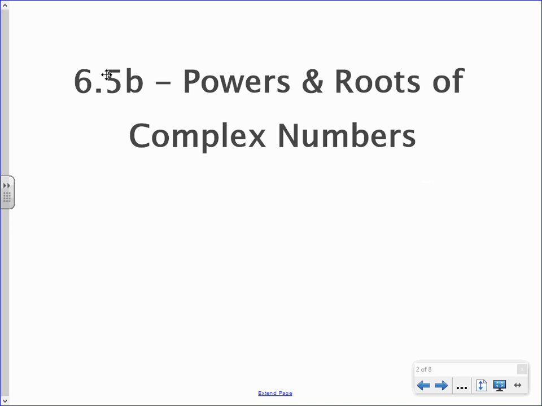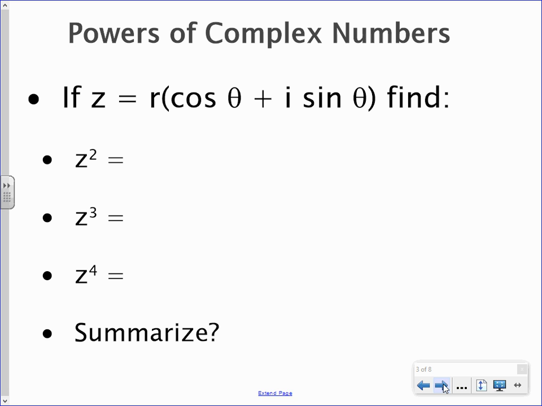So I would like to talk about how to take powers of a complex number. So you're going to help me find a pattern. Are you ready? Here I just have a general complex number. We know how to multiply these, correct? So when I take z squared, do you agree that that's the same as z times z?